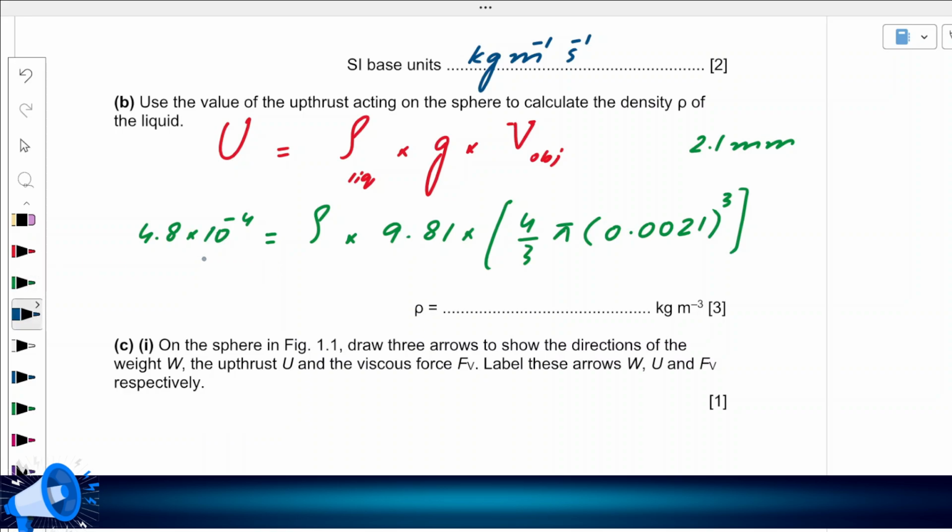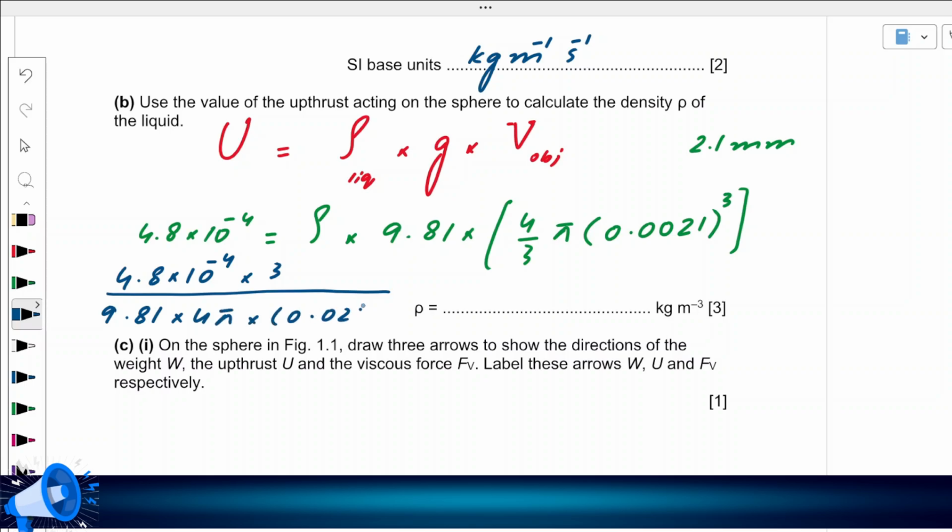Okay, so you need to write it all together in the calculator. Press the fraction button. 4.8 times 10 to the power minus 4. This 3 would be multiplied on the other side. Everything else with rho would be divided on the other side. So open up the calculator, write down this expression as it is, and then let me know what we get.